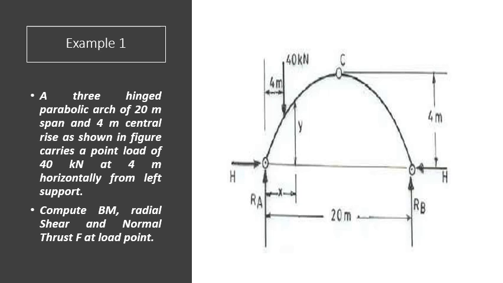Here there will be two reactions at each hinged support at the bottom level, or at the spring level. That is at the point A, horizontal reaction and vertical reaction. At point B, again the horizontal reaction and the vertical reaction. Here, there are no other horizontal forces and both the spring levels are at the same level. So HA is equal to HB, you can write it as equal to H.